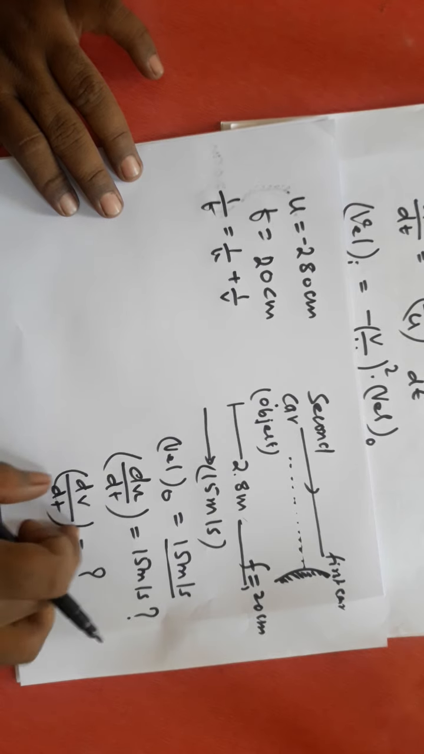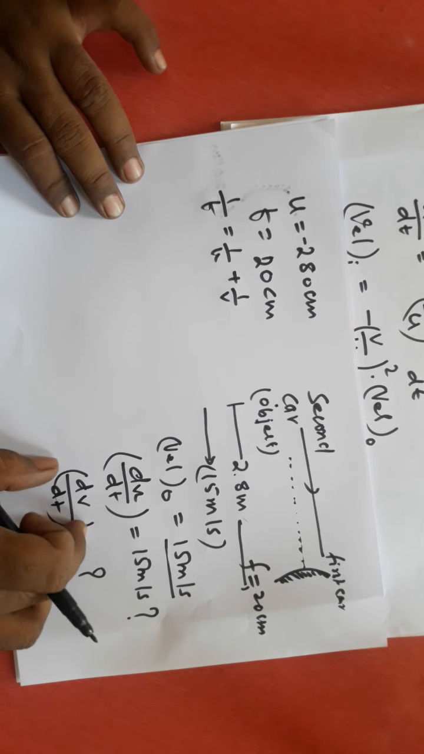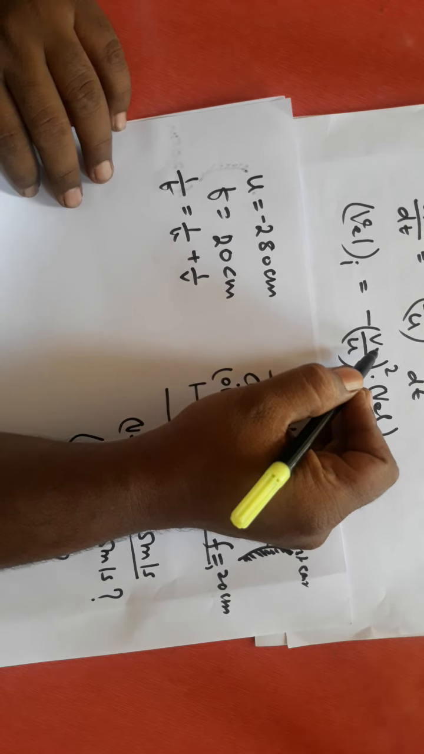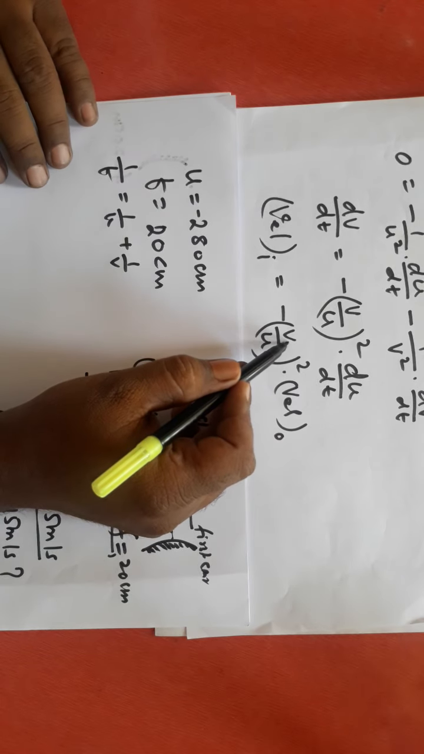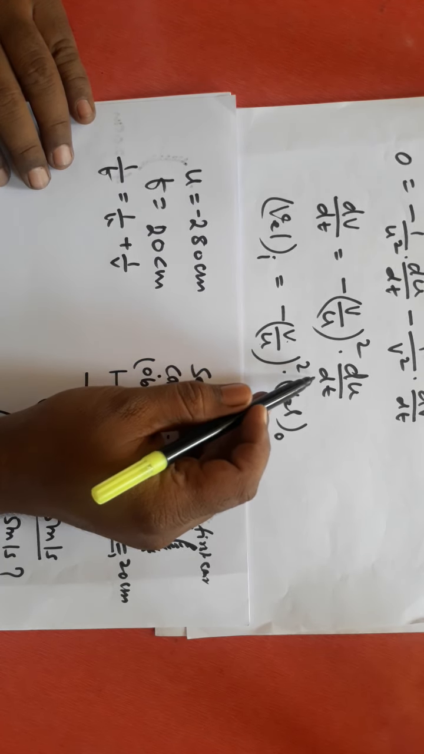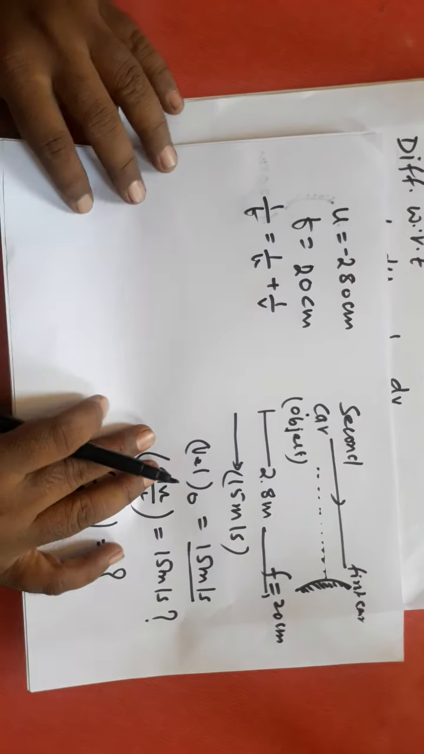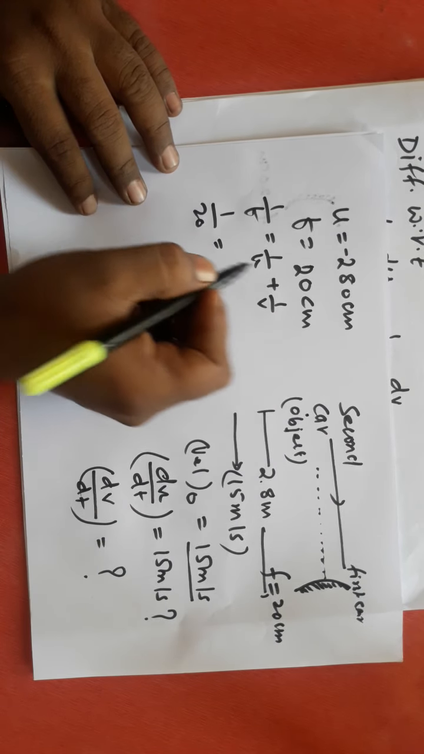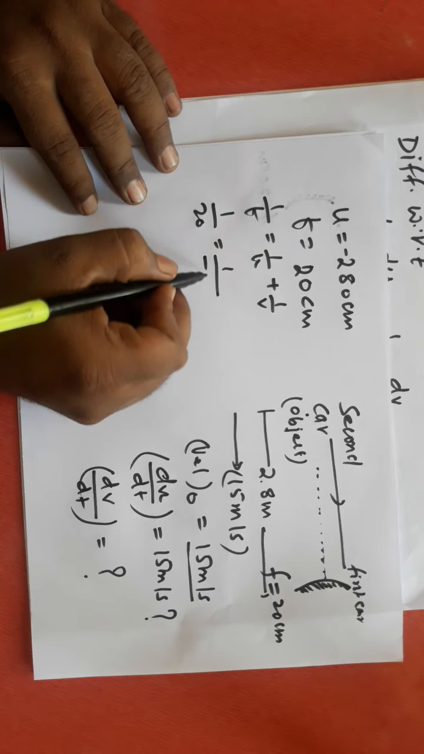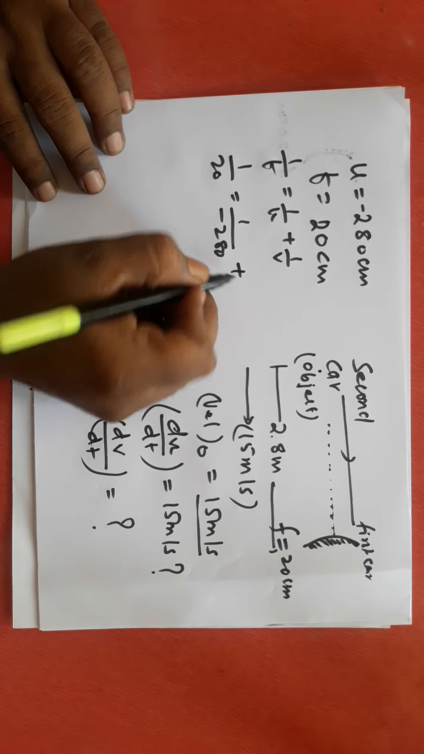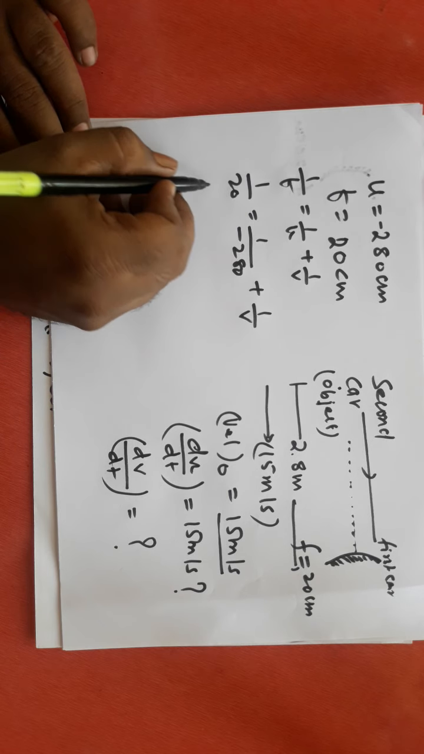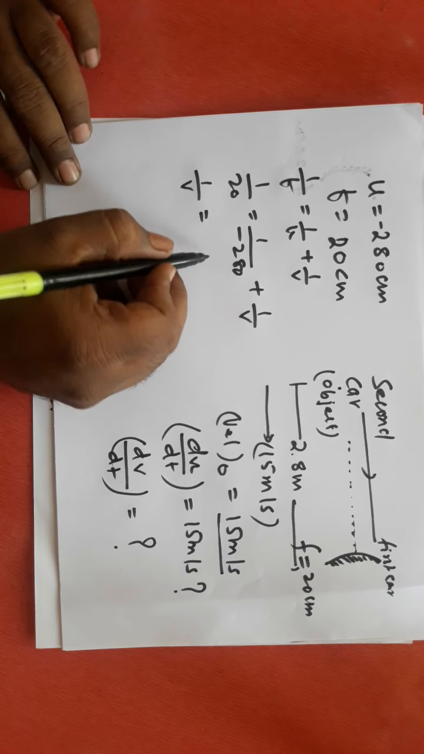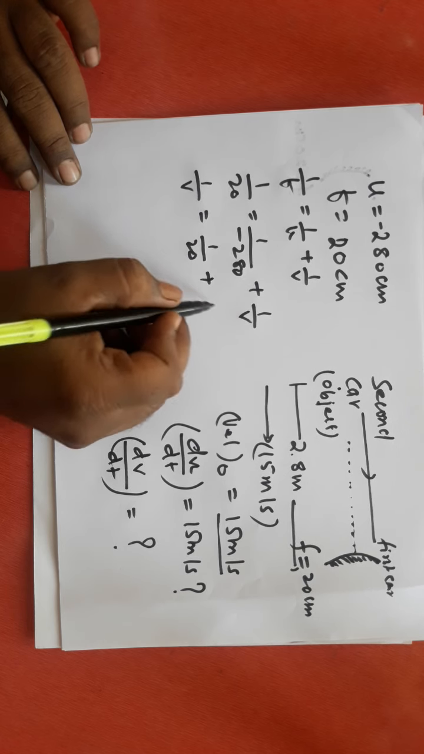We want to find the velocity of image. To find the velocity of image, according to this equation, we want the value of v. Then you can do (v by u) whole square. To find v, I am using this formula now. This will be 1 by 20 plus 1 by u, and u means minus 280, plus 1 by v. This minus 280 will become plus 280. Then 1 by v is equal to 1 by 20 plus 1 by 280.